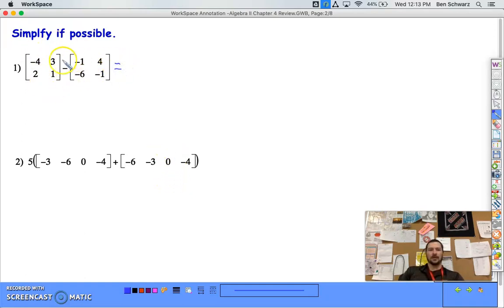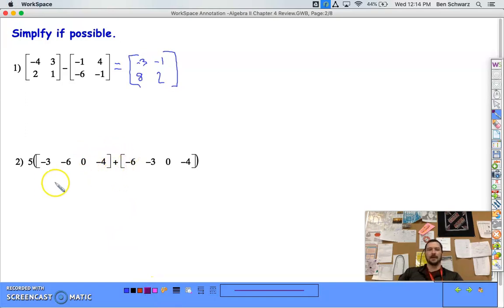So, when you're subtracting, first of all, your matrices have to have the same dimensions. These are both 2 by 2 matrices, so we can go ahead and subtract them in this case. Really simple, you just subtract corresponding numbers. So -4 minus -1 here is going to get us a -3. And then we got 3 minus 4 for -1. 2 minus -6 is 8. And 1 minus -1 is 2. So pretty standard there.